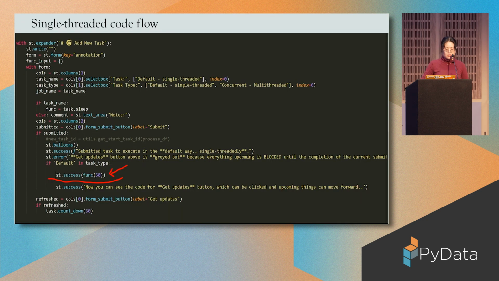This is what the default code flow looks like with default Streamlit. You will see this underscore red line here. This is where you submit your task function. It can be any user-defined function through the Streamlit task queue. Anything below that is blocked and paused after you submit at that red line in your code. So that's just not ideal.